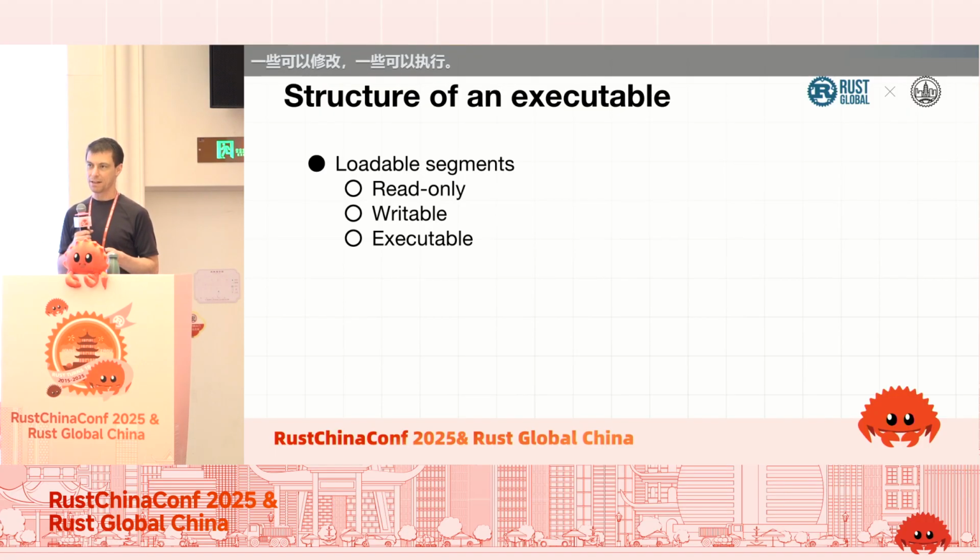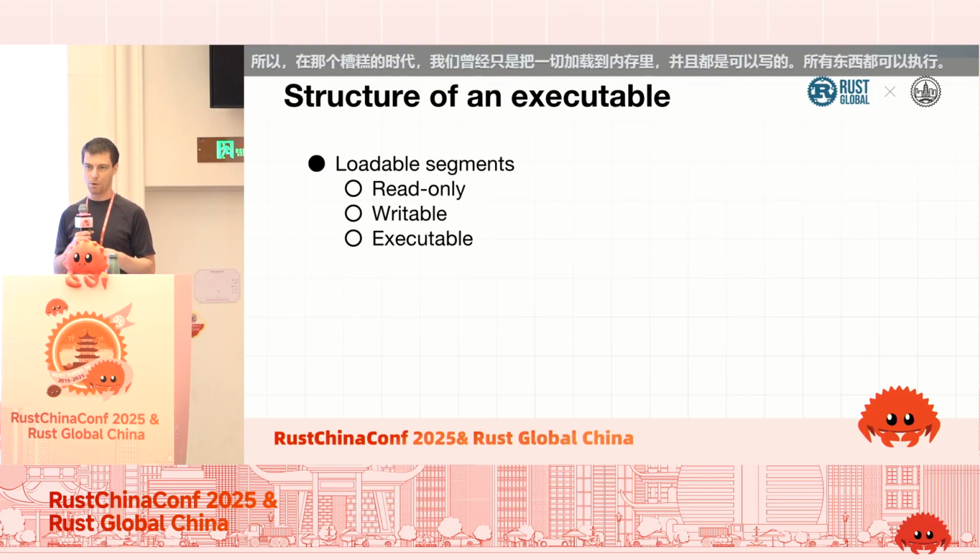So in the bad old days, we used to just load everything into memory and it was all writable, it was all executable. And that meant that if there was a buffer overrun or something like that, that buffer overrun could write code that could later be executed. So by separating the permissions, we make it harder for attackers to exploit things like buffer overruns.